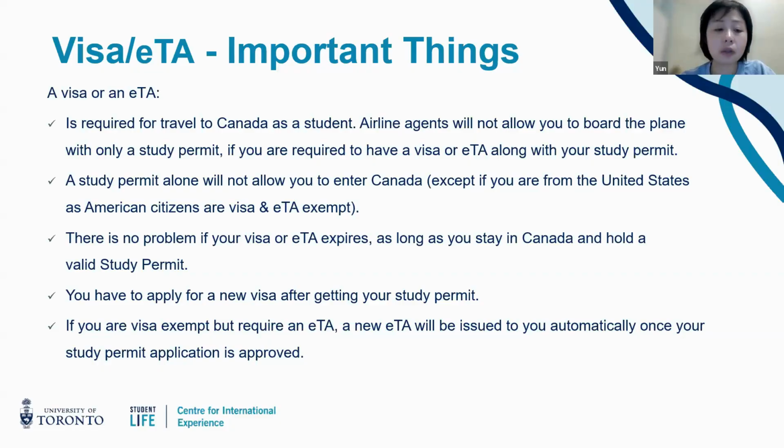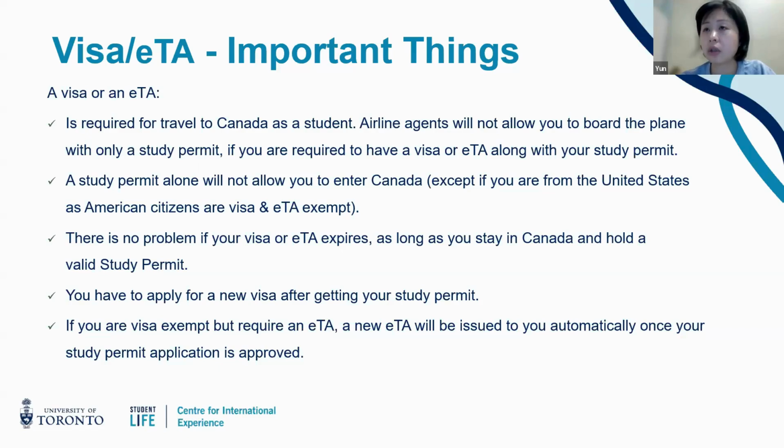Okay. When you apply for your study permit from outside Canada, your visitor visa will be issued to you together with the study permit. But when you apply for a study permit extension from inside Canada, a new TRV or ETA will not be issued to you automatically. You must apply separately. Okay. So the important thing here is that when you are inside Canada, you hold a valid study permit, but your TRV has expired.